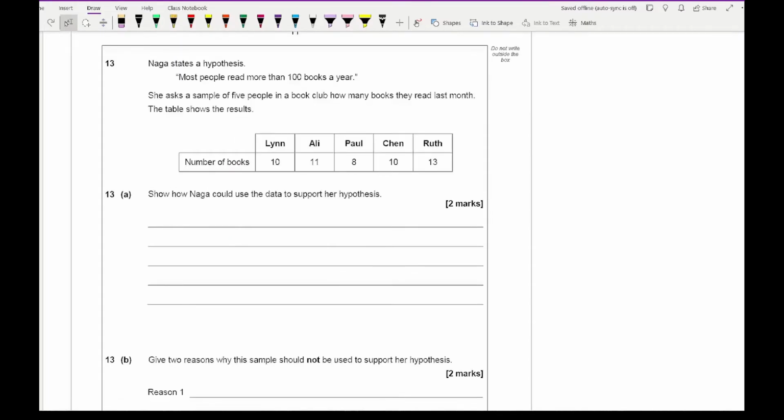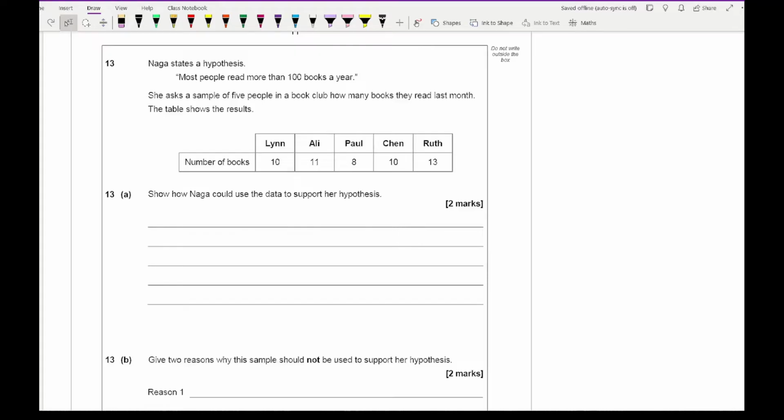Now, question 13 says that Naga states the hypothesis that most people read more than 100 books per year. She asked a sample of 5 people in a book club how many books they read last month. The table shows the results. And the question is asking us for part A, show how Naga could use the data to support her hypothesis.